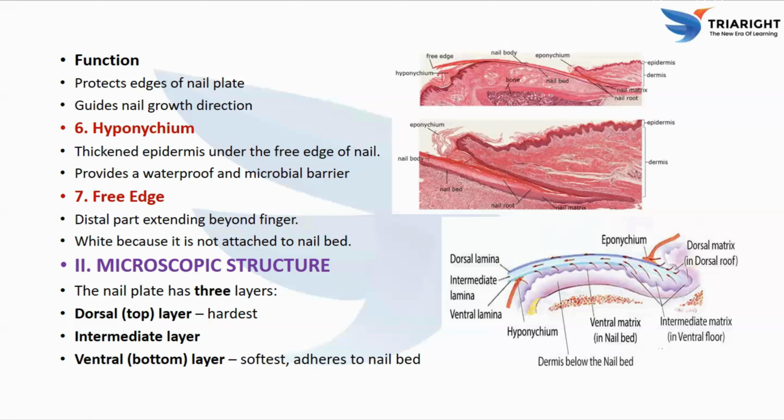So let's look into the microscopic structure of the nail. So coming to the microscopic structure of the nail, this nail plate has three microscopic layers, each with a different role. So what are the three layers?